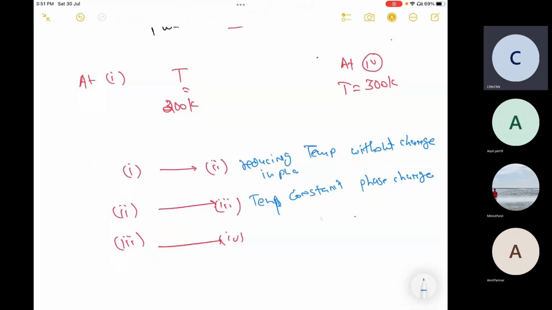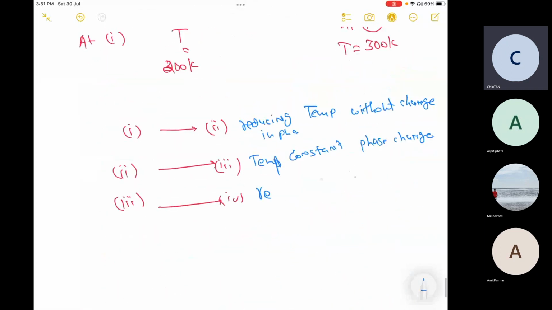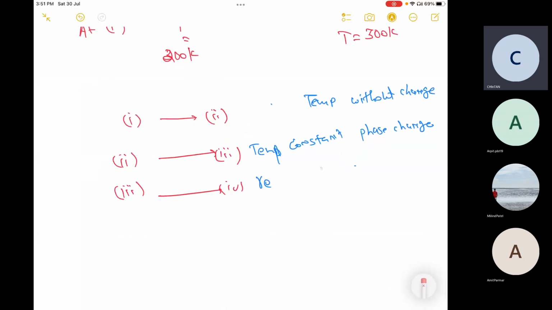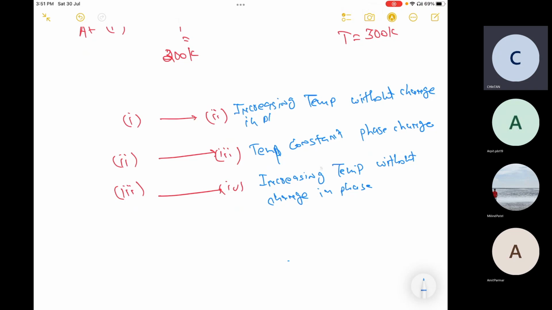We are not changing the phase, but we are increasing the temperature or decreasing? Okay, we are increasing the temperature. Definitely we are going from liquid to that side, so definitely we are increasing the temperature. Again, without change in phase. So these are the observations.